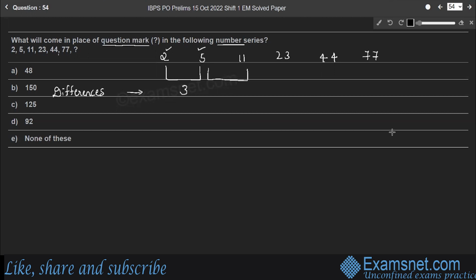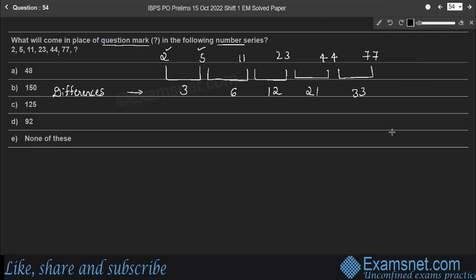The difference between the second and third number is 6. The third and fourth number difference is 12. The fourth and fifth number difference is 21. And the fifth and sixth number difference is 33. So look at the differences: 3, 6, 12, 21 and 33.